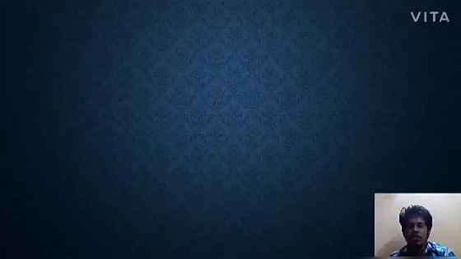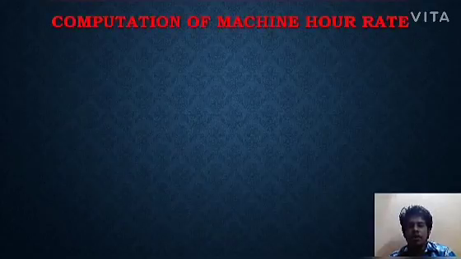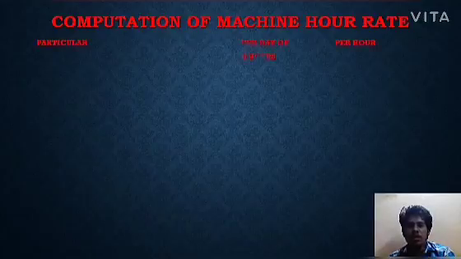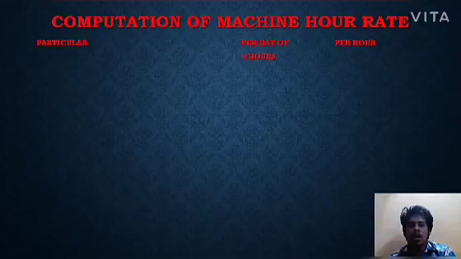Okay, let's see the solution now. First of all, the heading is computation of machine hour rate. We have to divide into three columns: particulars, per day of 8 hours, that is, as listed in the question it is 8 hours, so we write 8 hours per day, and third is per hour. Under the particulars column, we have to write standing charges.